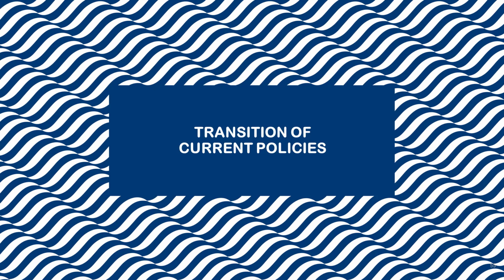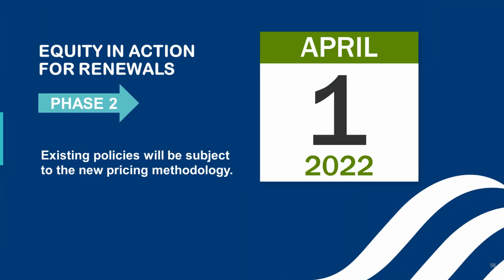This brings us to our final section, the transition of current policies. Remember, FEMA is rolling out this new pricing methodology in 2 phases. Phase 1 was October the 1st. That was for new business. But now we're going to talk about phase 2, and that is for our existing policies. All existing NFIP policies renewing on or after April 1st, 2022 will renew under the new Risk Rating 2.0 rating methodology into the property's glide path or the appropriate full risk rate.